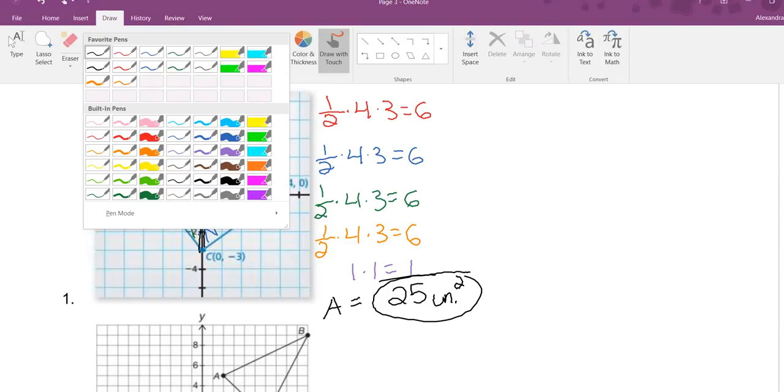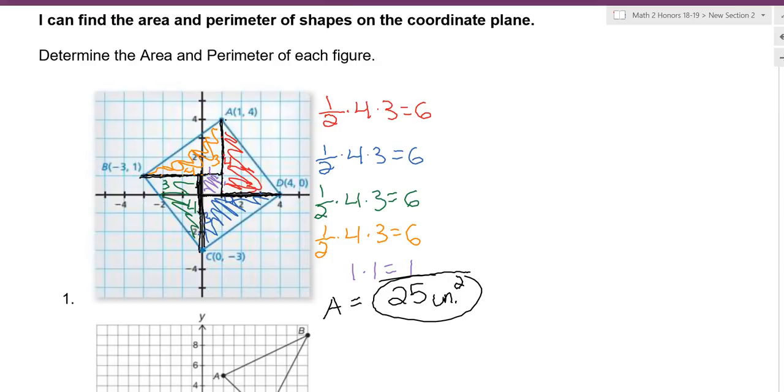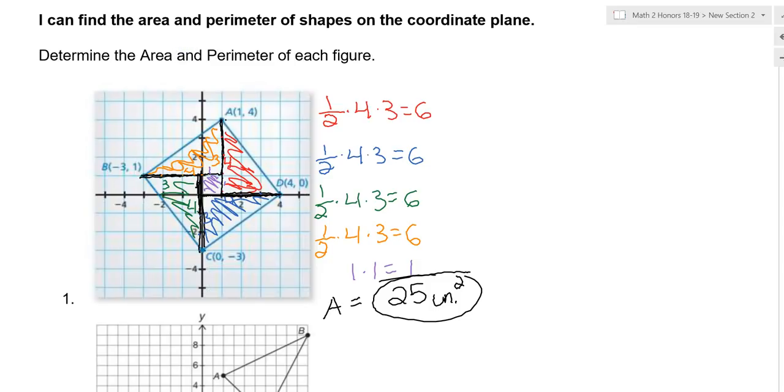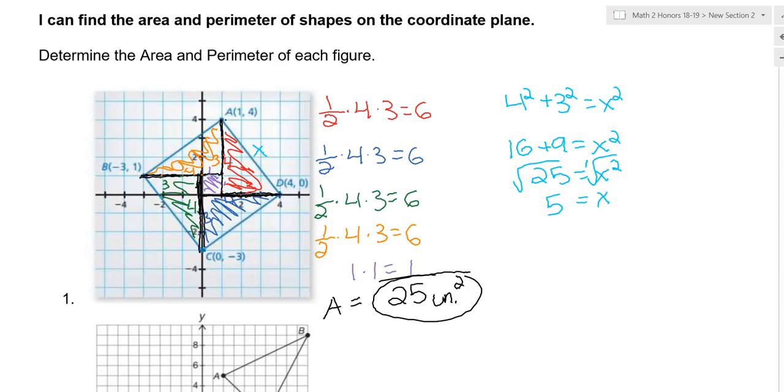Our next step is to find the perimeter. So I need to do the distance around. I'm going to start by finding one of my hypotenuses. So this is a 4 and a 3, and then x. So we have 4 squared plus 3 squared equals x squared. 16 plus 9 is 25. And then we're going to take the square root. So this distance is 5.